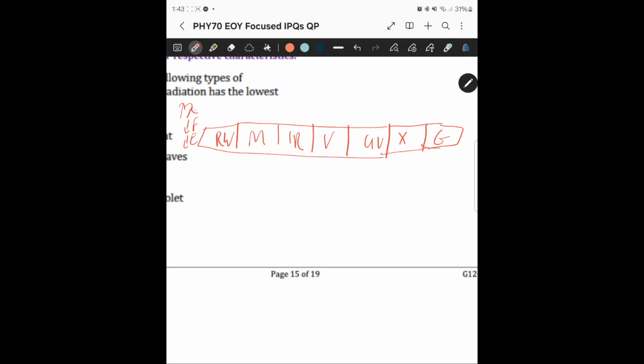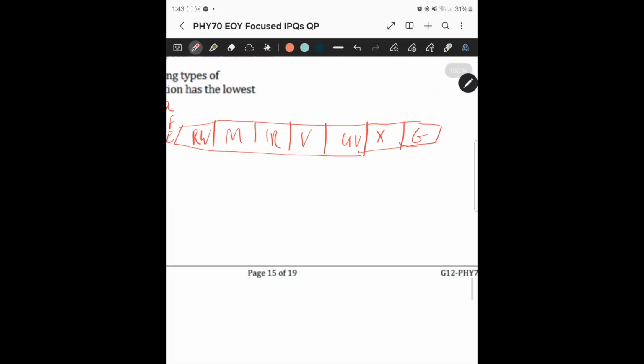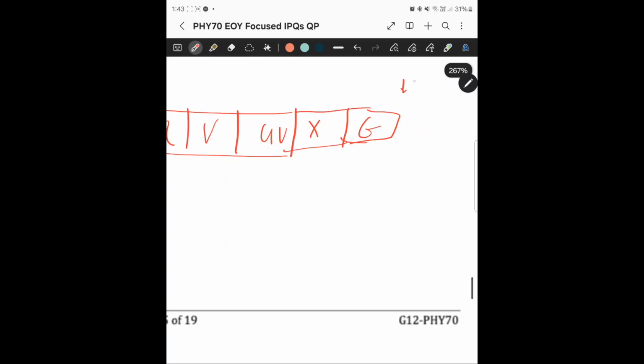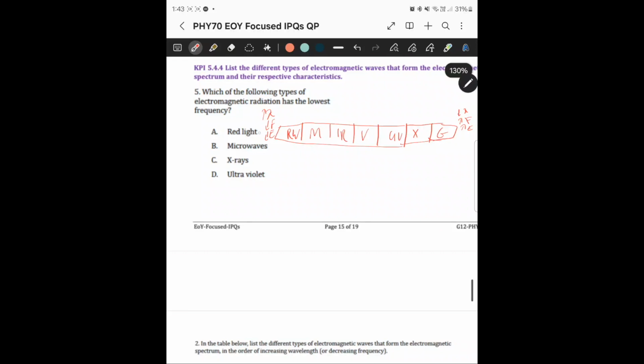So on the left hand side, biggest wavelength, smallest frequency, smallest energy. Obviously on this side it'll be the opposite, right? Smallest wavelength, biggest frequency, and biggest energy. What is it asking for now? Lowest, red light. Light is visible light, so Roy G Biv inside here. That's here. Microwaves is on the left. Okay, that's lower than this. X-rays is way over here. Ultraviolets are way over here. They're higher. So the lowest frequency happens to be this one out of these options. Radio obviously is the lowest, but that's not an option. The option will be microwaves.